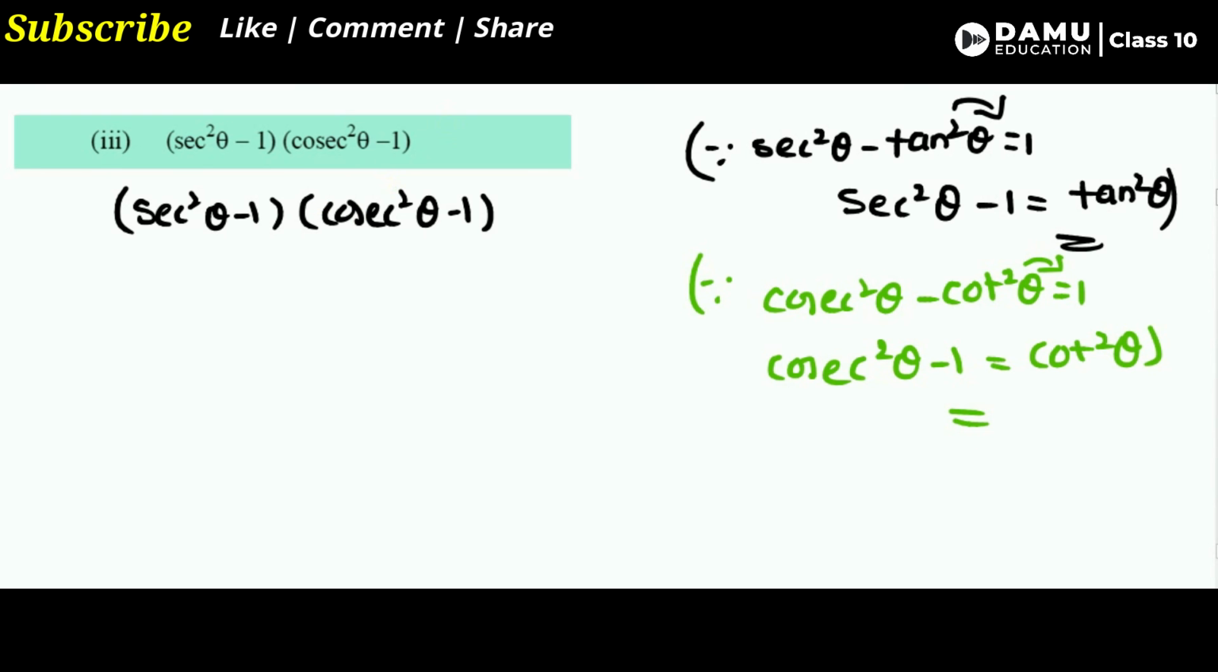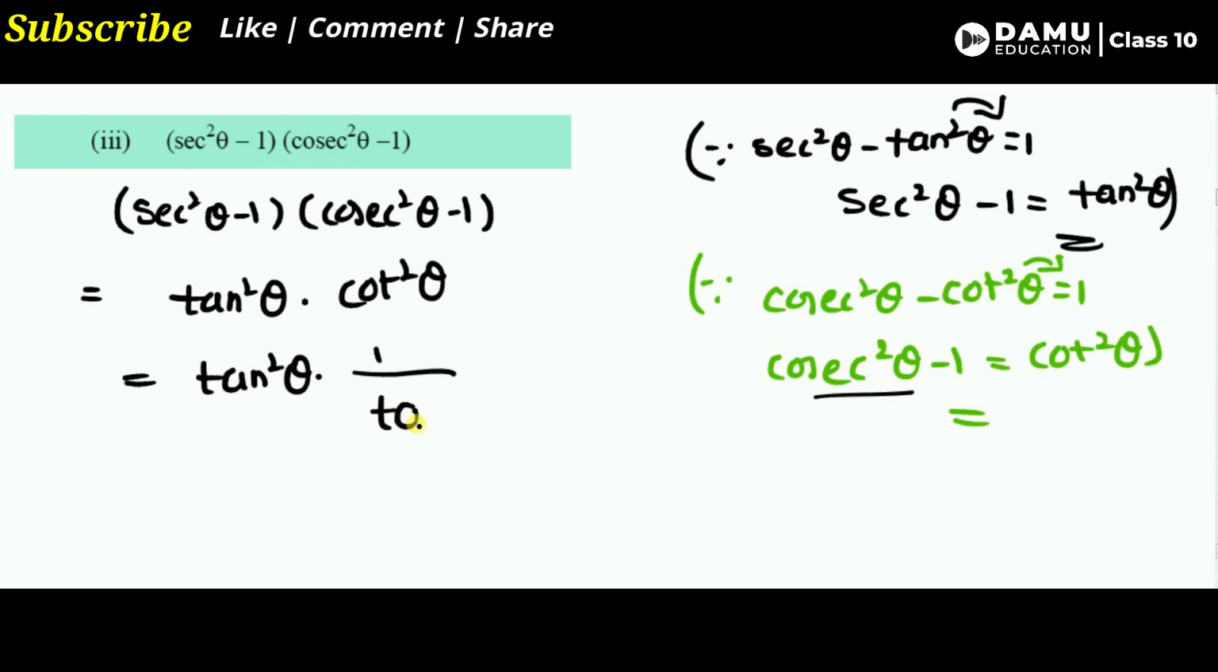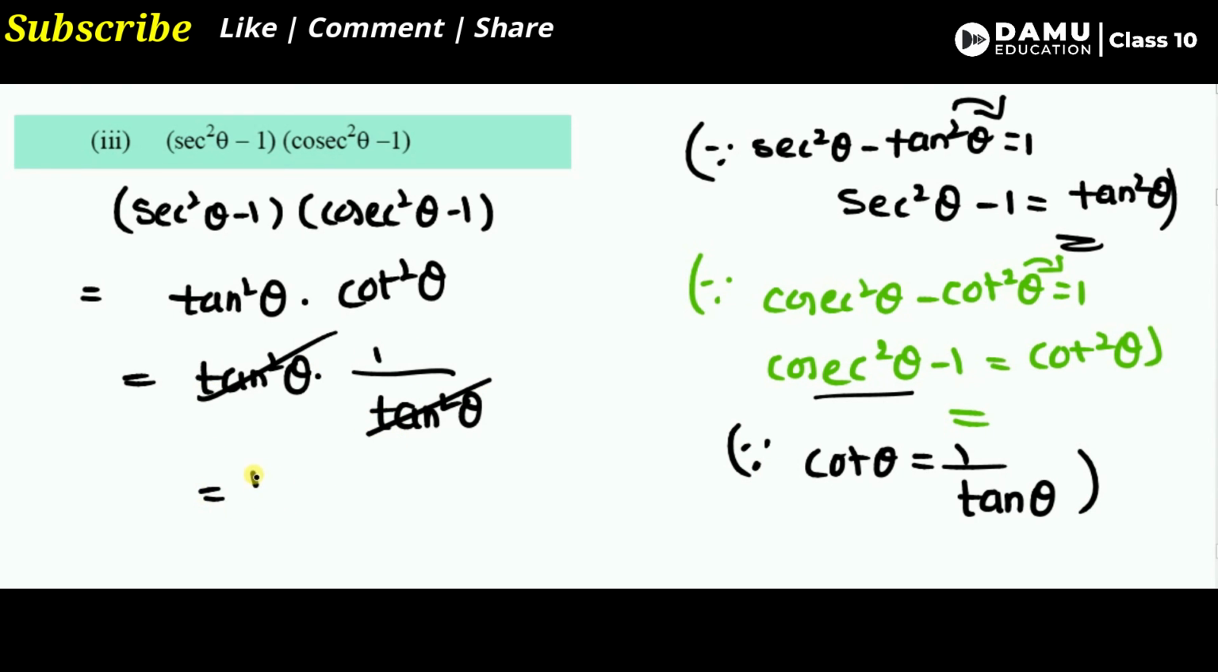Let's take it and substitute here. Secant square theta minus 1 is tan square theta, into cosecant square theta minus 1, which is cot square theta. Cot square theta can be taken as 1 by tan square theta, since cot theta is equal to 1 by tan theta. So this tan square theta will cancel. Then what answer will we get? 1. So like this we have to find it.